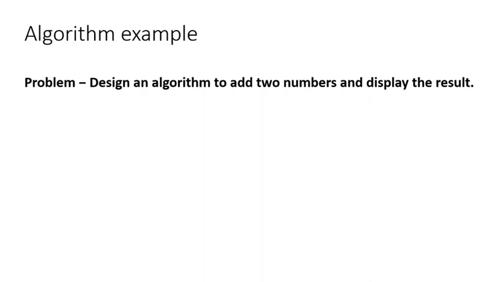The first one is: design an algorithm to add two numbers and display the result. So what is our problem now? Our problem is to add two numbers and display the result. For that, the first step: as we are saying, an algorithm is step-by-step processing, so we need to write each and every step in the form of step 1, step 2, step 3. So what is the first one? Step 1 is start.